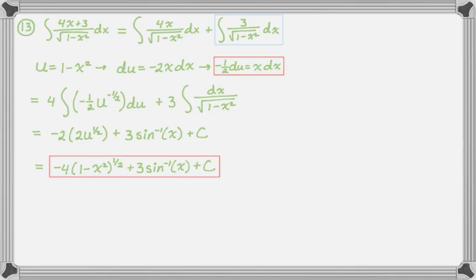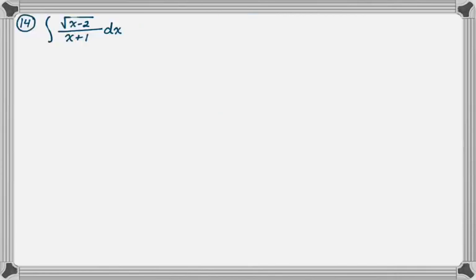Okay, so that's 13 problems so far. Let's take a look at a new one. Number 14, square root of x minus 2 over x plus 1 dx. Alright, so this one, I would like to get rid of that radical, so I'm going to do that by substitution. I'm just going to say that u is equal to the entire radical and see what happens.